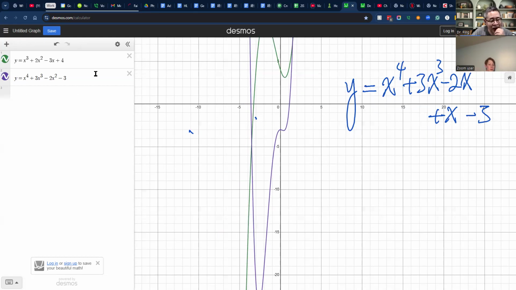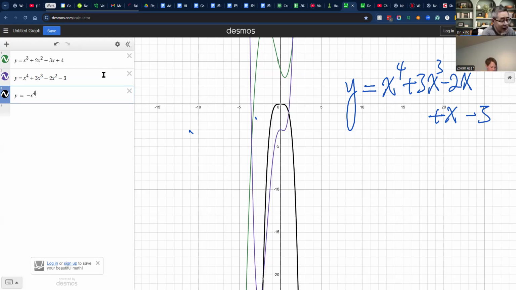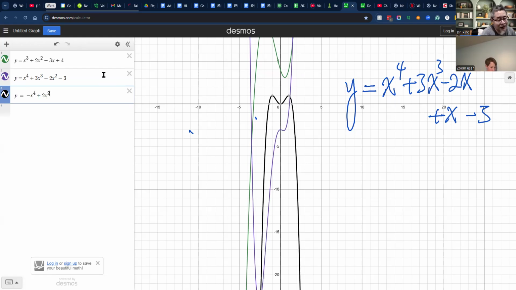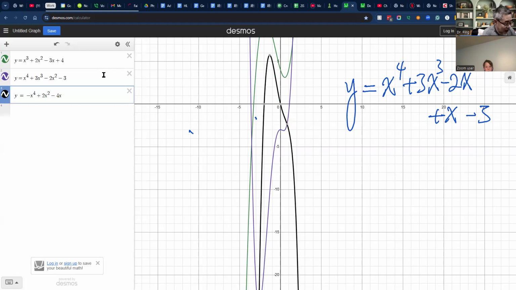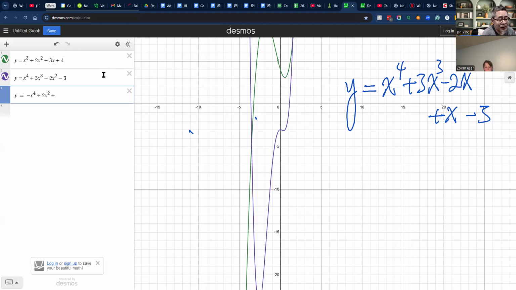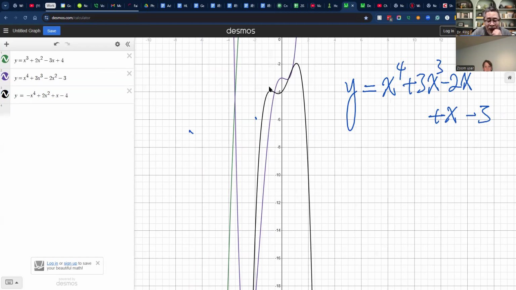So we can look at a different kind, the type of it, that's a negative x to the fourth, plus 2x to the second. That's kind of an interesting graph. And minus 4x. And let's change that a little bit. Okay, and minus 4. Okay, we can see that there's another kind of graph. So they've got one turn, two turns, and three turns.